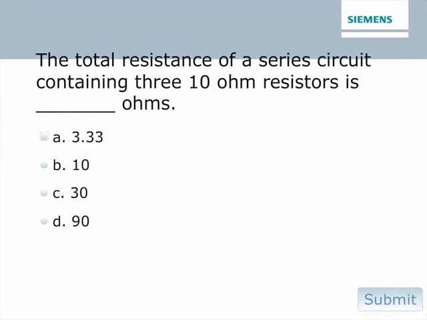Question 4. The total resistance of a series circuit containing 3 10 ohm resistors is blank ohms. Is it A, 3.33, B, 10, C, 30, or D, 90?